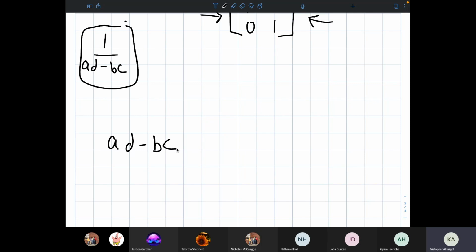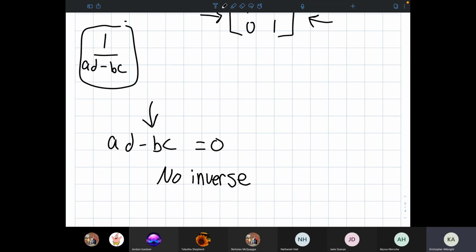And if the determinant of this equals 0, then there is no inverse. If it does not equal 0, there's an inverse. So for these, what you need to do is go through and plug in this formula. And if you get 0, you know the answer to the question. And if you get something else, you also know the answer to the question.